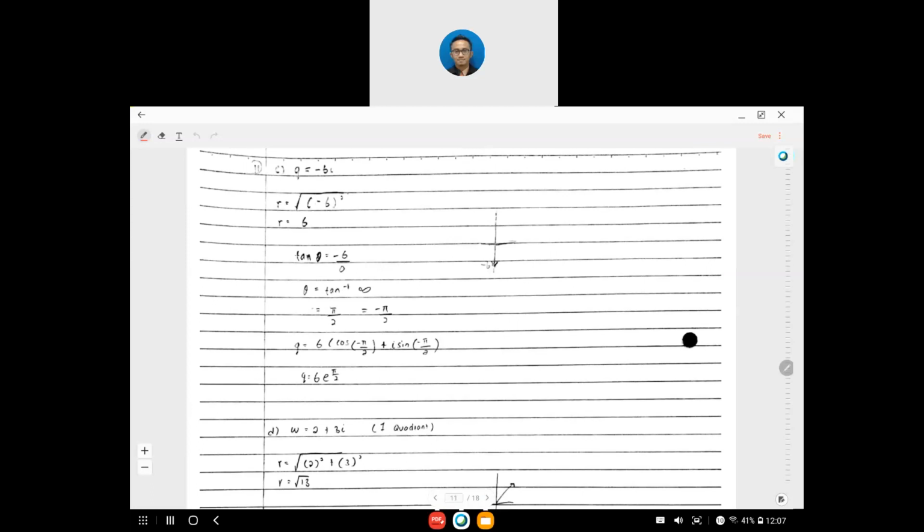Question C, Q equal to negative 6i. When you want to find the value of R equal to 6. This one, we already know where it sits. It's negative, so it sits here. You have already drawn it. It sits here. So when it sits there, theta is not pi over 2. This is 270 degrees. Pi over 2 is only 90. So 270.